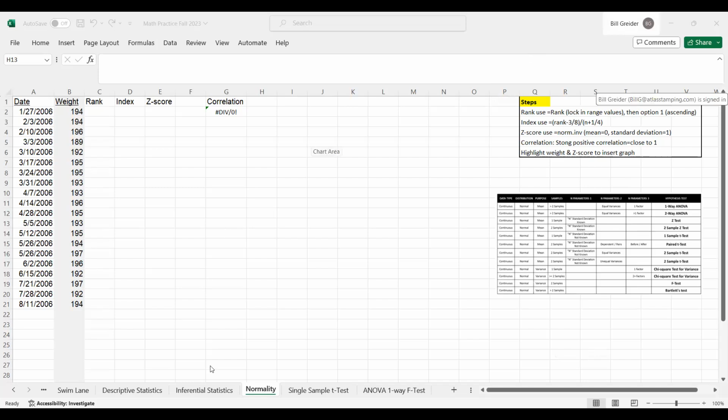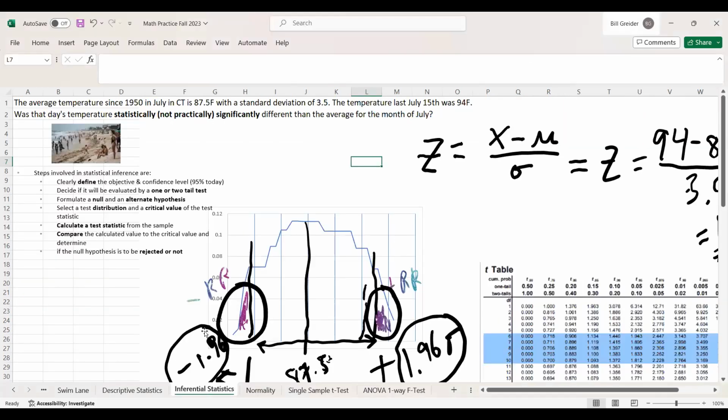So just a quick review of last week. Remember this one here? Pretty simple one. The average temperature since 1950 was 87.5. Last July was 94. Is that temperature statistically significantly different than the average?